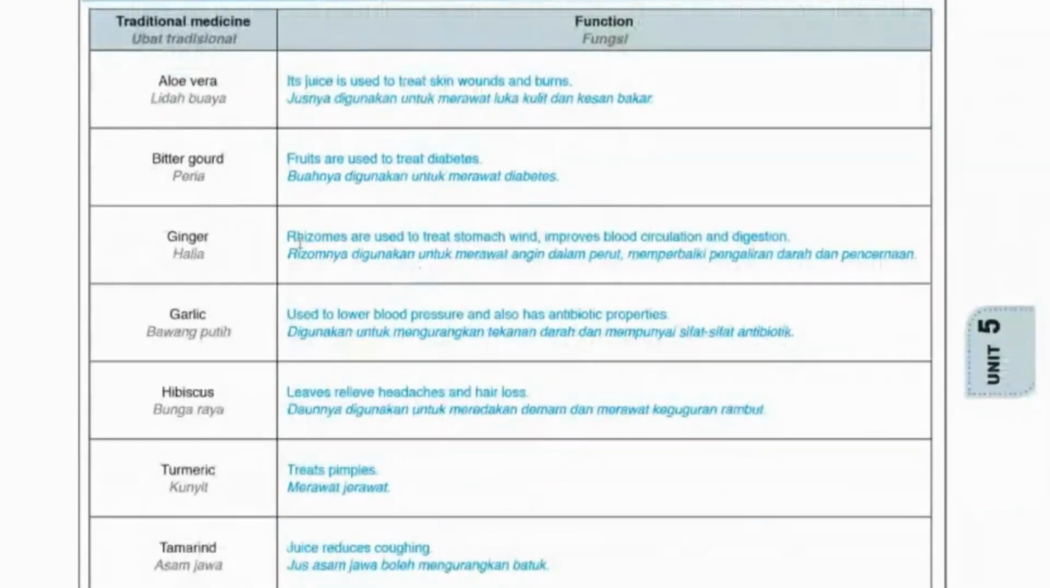Ginger, the rhizomes are used to treat stomach pain, improve blood circulation and digestion. So it's a rhizome. Rhizome is used, meaning that it is the rhizome part, not the leaf. How about garlic? Garlic, bawang putih, is used to lower blood pressure and also has antibiotic properties.